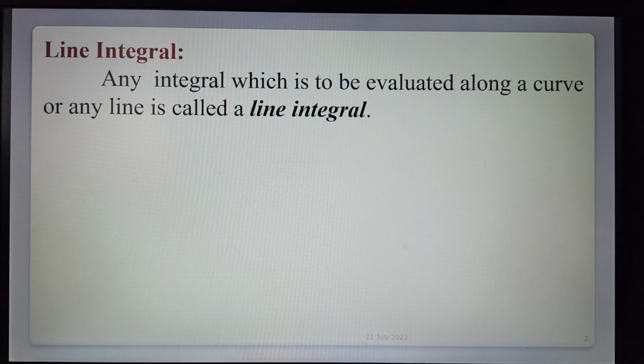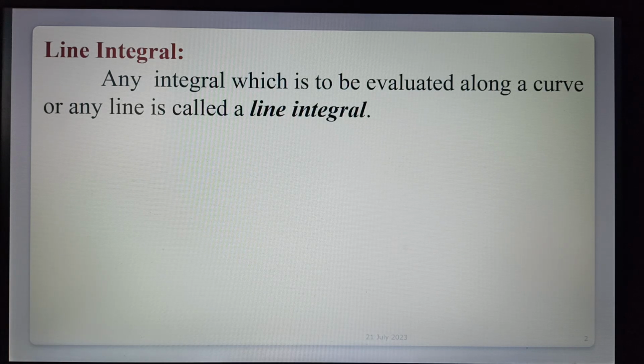Line integral means single variable integration. Surface integral is converted to the double integral. Volume integral means the triple integration. This is the first part: line integral, surface integral and volume integral. First of all we will discuss the definitions of line, surface and volume integrals. Now, the first one is line integral.